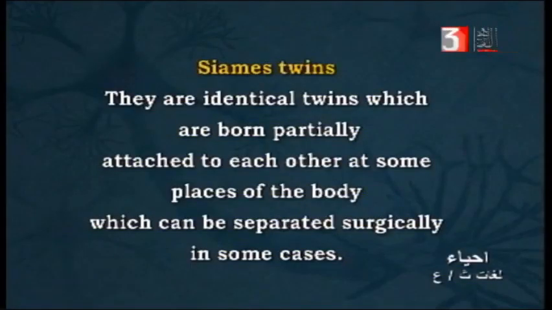First, Siamese twins. Siamese twins are identical twins which are born partially attached to each other at some places of the body, which can be separated surgically in some cases. They may be attached by the hand, by the legs, or by the back. This is Siamese twins, identical twins born partially attached to each other, from one ovum and one sperm.